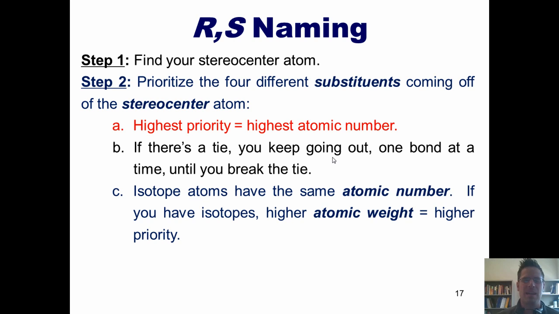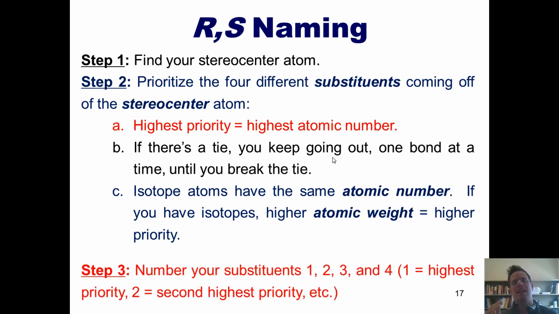Now, one thing I hasten to mention is this. Isotope atoms have the same atomic number. So if I have 2 isotope atoms of each other, which one gets higher priority? Well, as it turns out, the one that gets higher priority is the isotope that has the higher atomic weight. So once you've done step 2, you now move to step 3 by numbering your substituents 1, 2, 3, and 4 from highest to lowest priority.